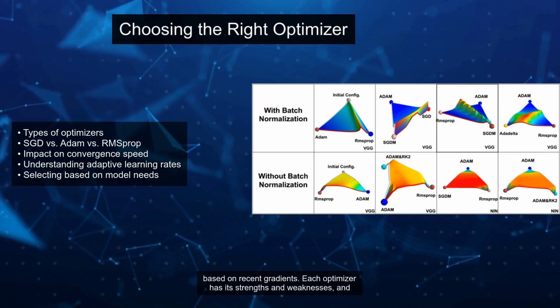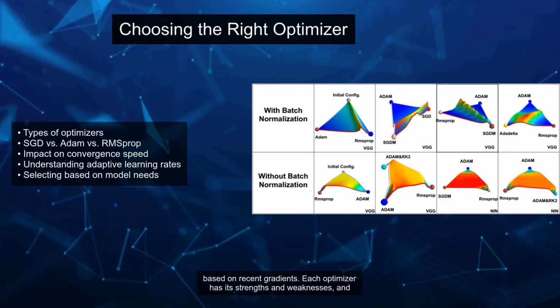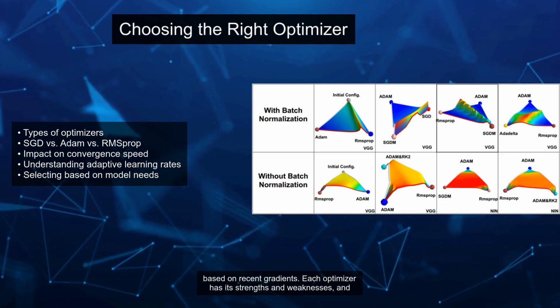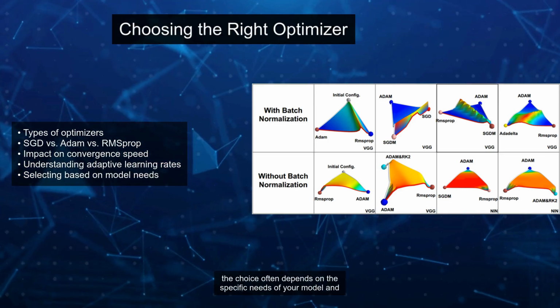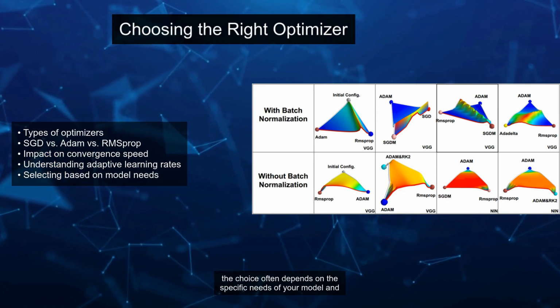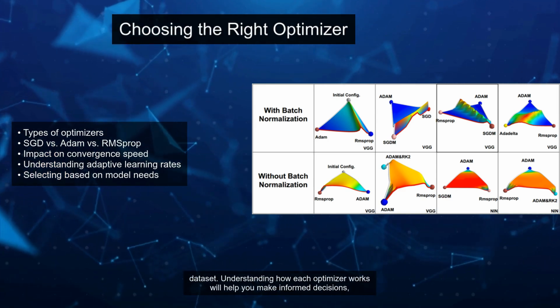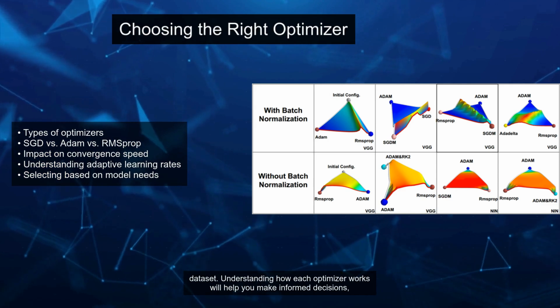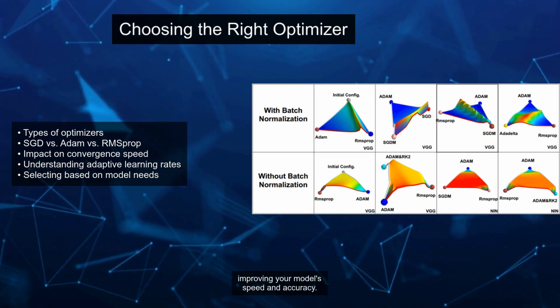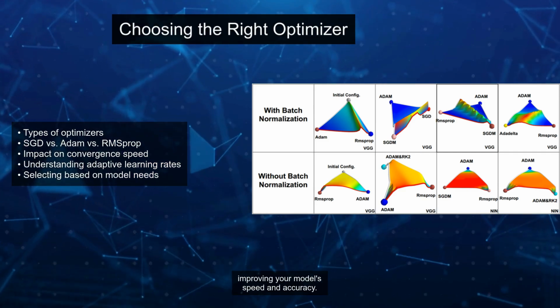RMSprop is similar to Adam, with a focus on adjusting the learning rate based on recent gradients. Each optimizer has its strengths and weaknesses, and the choice often depends on the specific needs of your model and dataset. Understanding how each optimizer works will help you make informed decisions, improving your model's speed and accuracy.